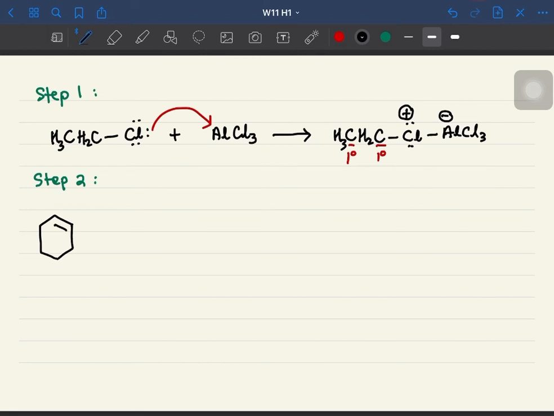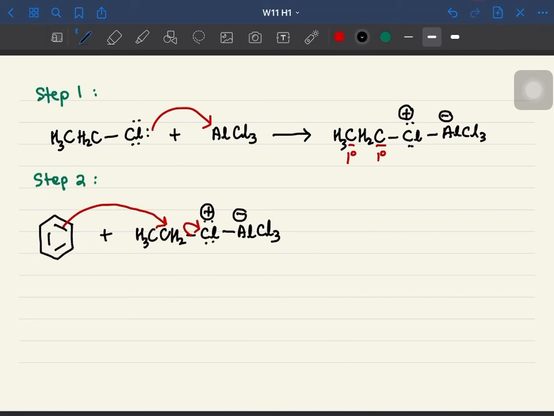So we need to react this complex ion with benzene. So we have CH3CH2Cl. This is positive, this is negative. So show the curly arrow to take this carbon, and then don't forget to break the bond between this C and Cl to get your carbocation.